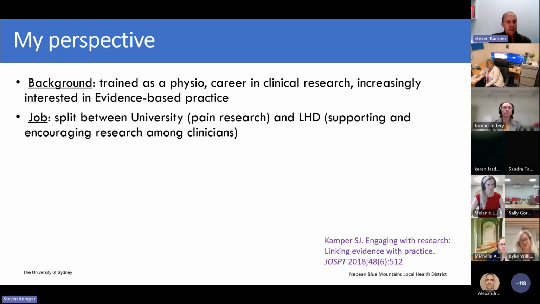So my job, as I have a fairly interesting position, is that essentially the university and the health district pay half my salary each. The less exciting bit of it is that they want completely different things from me. For the university, I conduct my line of research in pain, and for the district, as Alex mentioned, my job is supporting and encouraging research amongst clinicians, and particularly allied health, but not exclusively. So that's how I spend my work days.